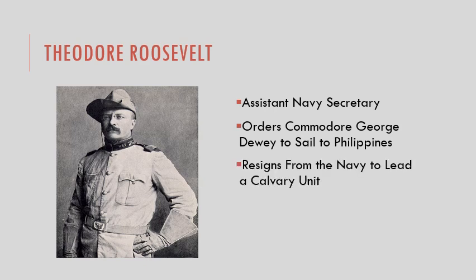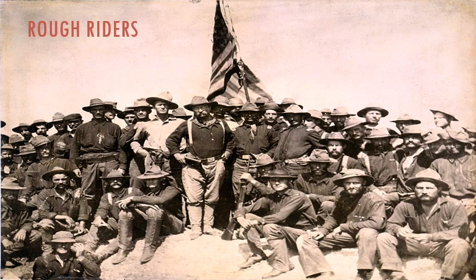And he gets so bored at his desk position, he resigns from the Navy to lead his own cavalry unit. Theodore Roosevelt loved getting dirty and fighting, and that's what he will do. The group that he leads will be known as the Rough Riders. Theodore Roosevelt High School in Boyle Heights, their mascot is the Rough Riders. That's Theodore Roosevelt right in the middle.